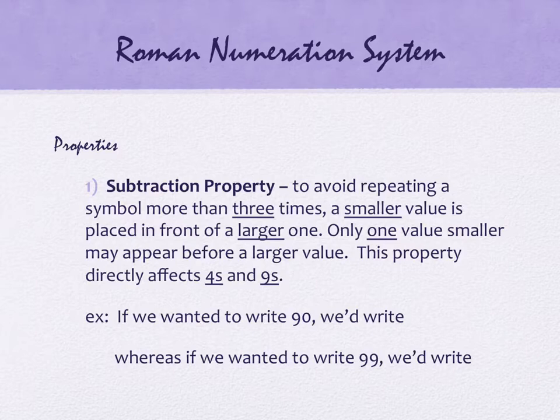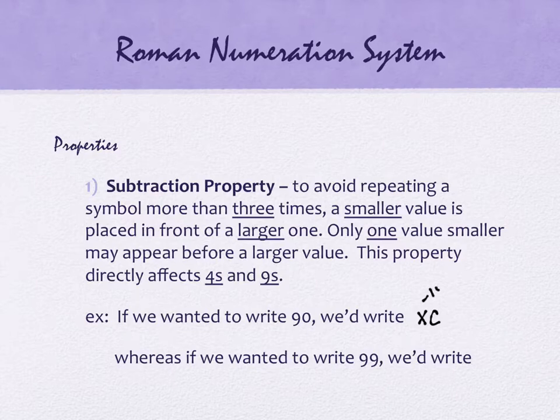So, for example, if you wanted to write 90, well, I don't write 9 tens, and I don't write 50 and 4 tens either, right? That's my problem, right? I don't write 4 symbols. So what I would actually do is I would write an X followed by a C.